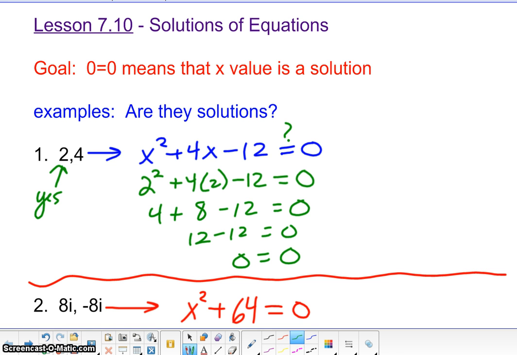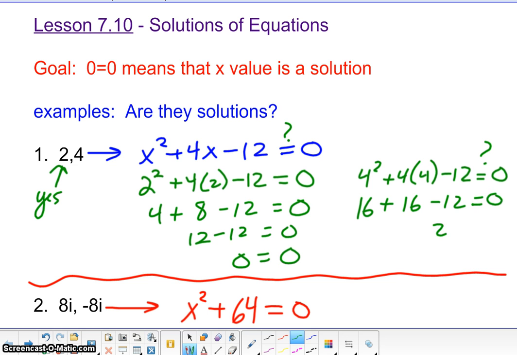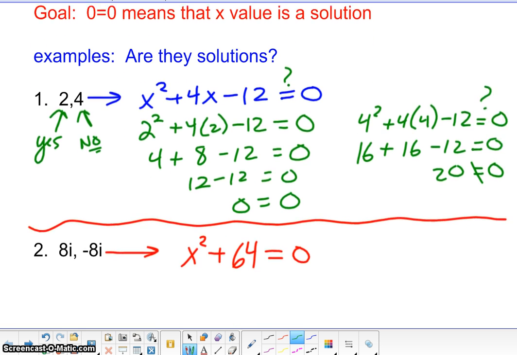Now the other one is a different story. If we had 4 squared plus 4 times 4 minus 12 and set it equal to 0, then our calculations give us 16 plus 16 minus 12. And since we get 20 equals 0, which does not equal to each other, we would say that 4 is not a solution to x squared plus 4x minus 12, meaning that that is not an x value that works on that graph.